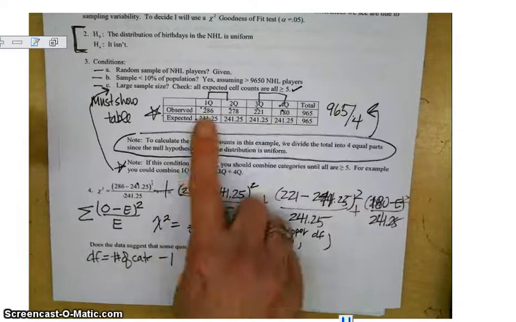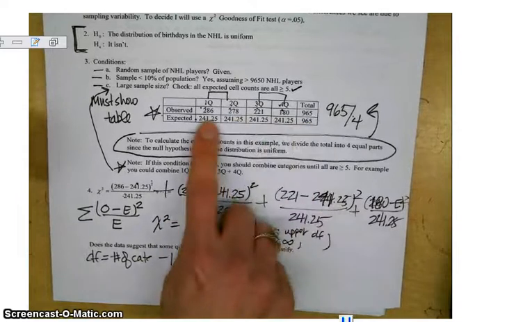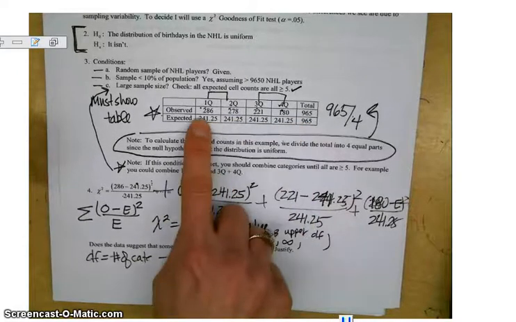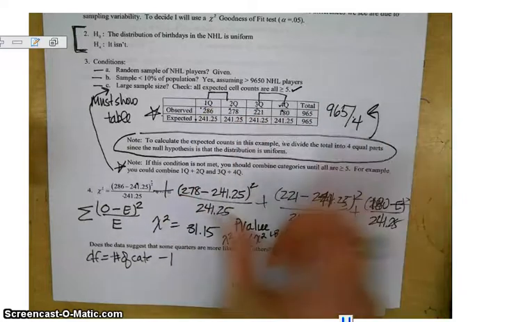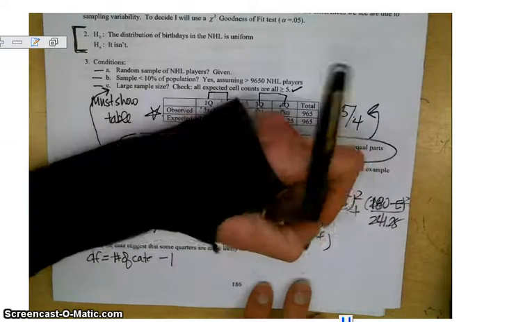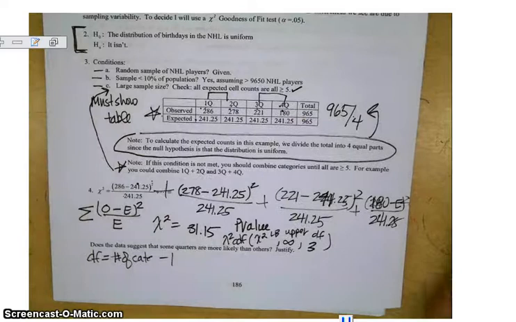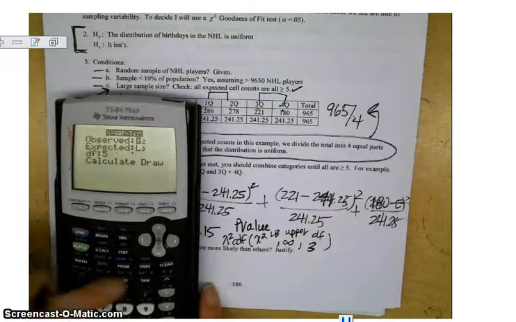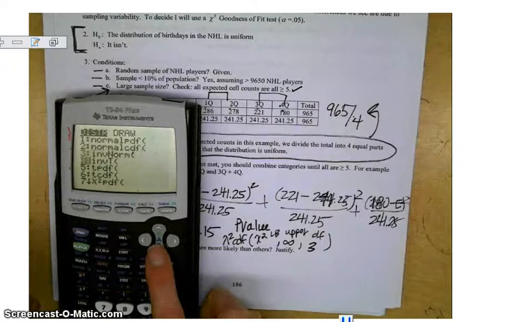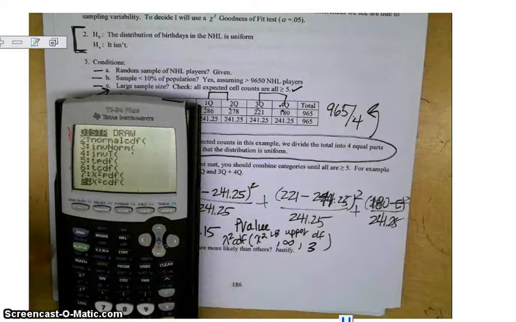So how many categories are up here? 4 categories. The total never counts as a category, so 4 minus 1, so the degrees of freedom here is 3. So to get to the chi-square CDF, you're going to hit second distribution, go to chi-square CDF, it's the second one.